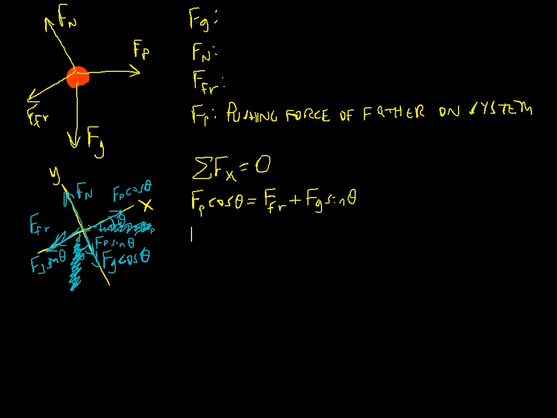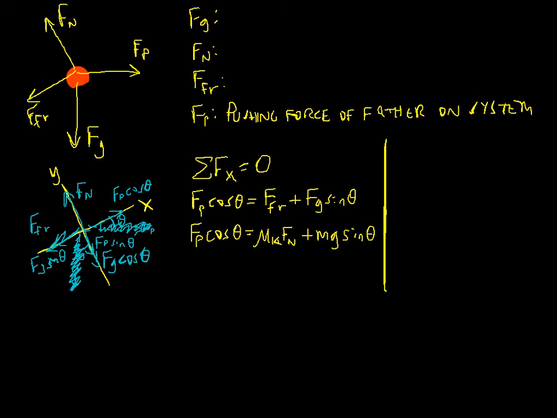Plug in all the formulas that we know. There's no formula for the pushing force, we'll just leave that as Fp. Cosine theta is equal to the frictional force, which is mu k times Fn, plus the gravitational force, which is mg, and then sine of theta. That's as far as we can go so far in the x direction.